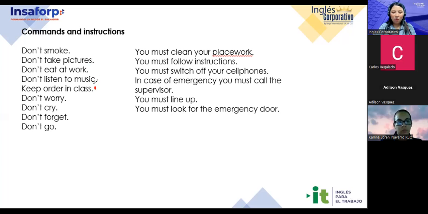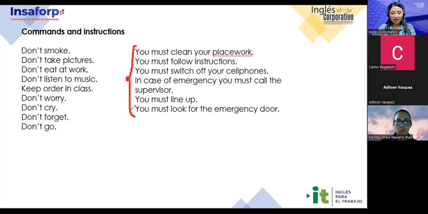Okay? Keep order in class. How about this one? This is a very, very common one. Don't worry. Don't cry. Hey, don't forget. Don't go. Sin darnos cuenta, ya usábamos el tema de los imperativos. Ya anteriormente, probablemente más de alguna de estas, o ya la escucharon o la usaron, ¿verdad? Don't worry, don't go. Okay, don't forget. Son indicaciones.